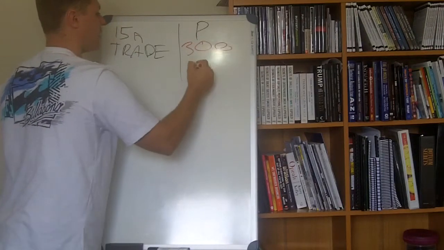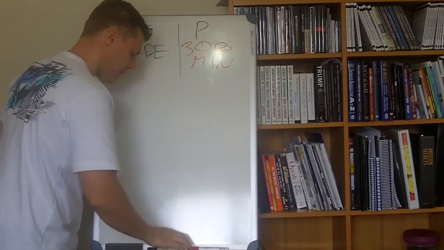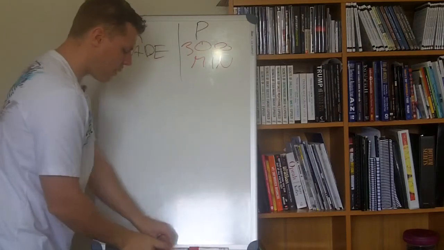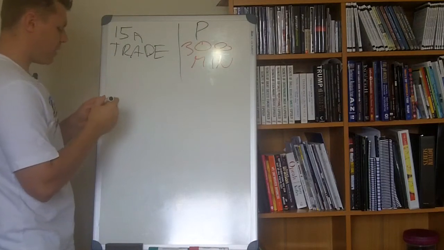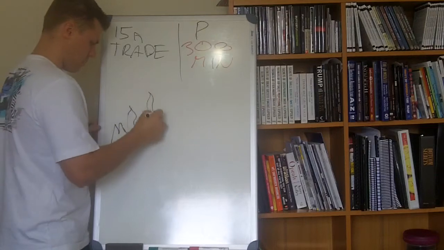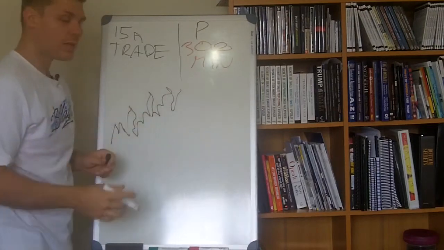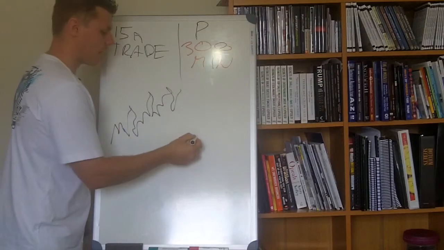The 300-minute. Okay? Now, what I mean by parameters is this. If we're looking at a 15-minute chart, the 15-minute chart is going to look like this, right? It's going to be messy. But if you look at a 300-minute chart, what's it going to look like?